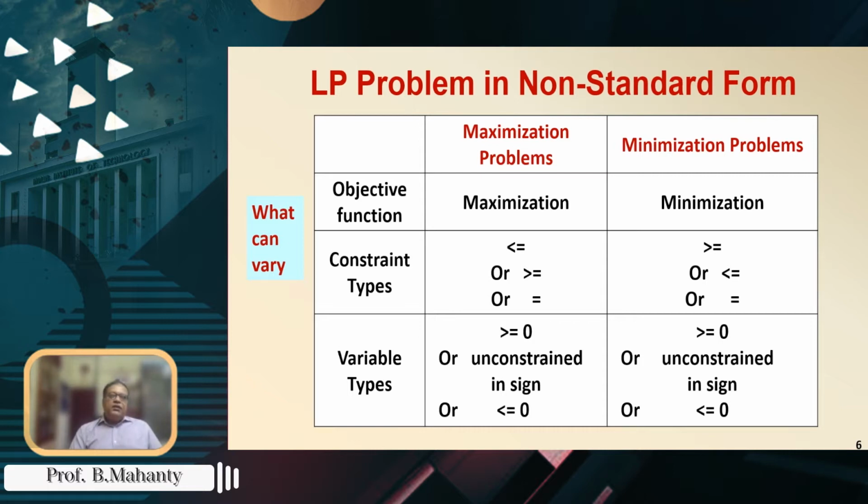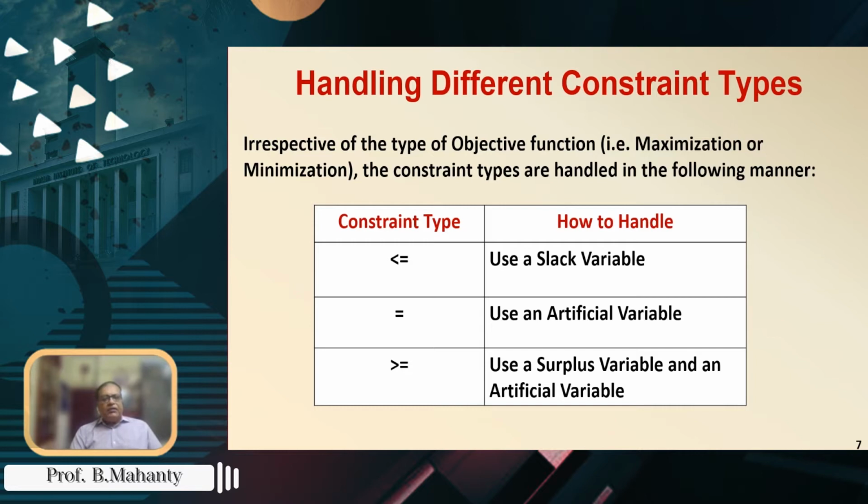So far we have seen how to handle the maximization problem in standard form, but we have not seen how to handle a maximization or minimization problem in non-standard form. So in today's class, we are going to discuss some of these problems where they are not in standard form but in non-standard form. If the problem is in non-standard form, what should we do? Now, handling different constraint types is the first thing. Irrespective of the type of objective function, whether maximization or minimization, we don't have to bother.